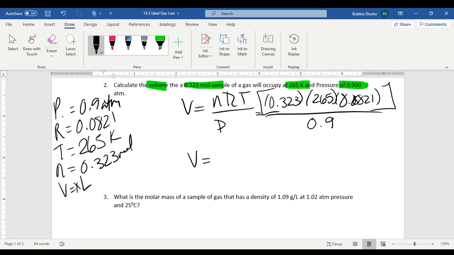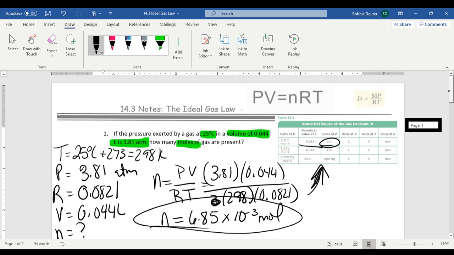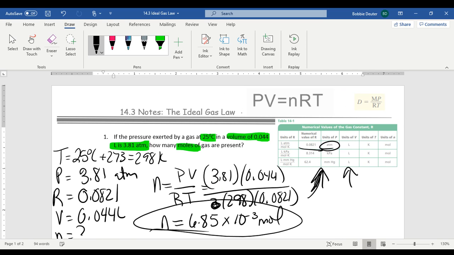When we solve for this, we should get a volume of 7.81 liters. Really important to understand that we're still looking for that volume, and it has to be in liters, because if we refer back to that equation, our volume constant is always in liters.